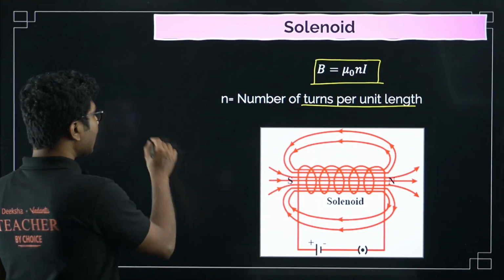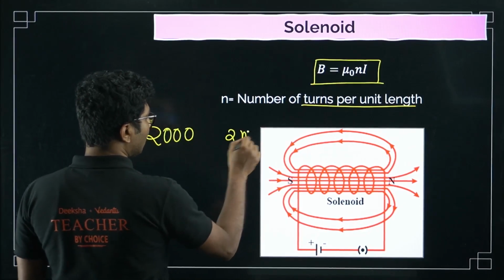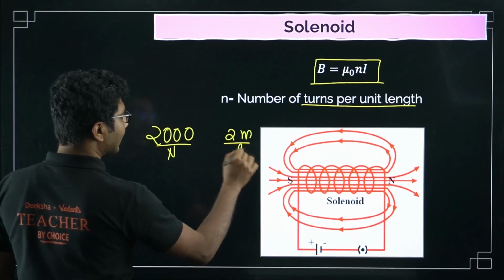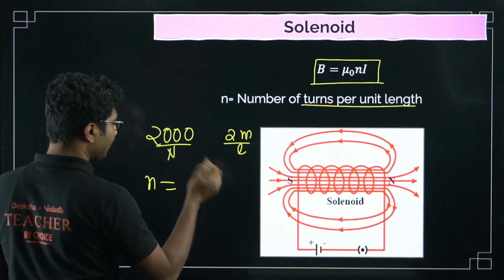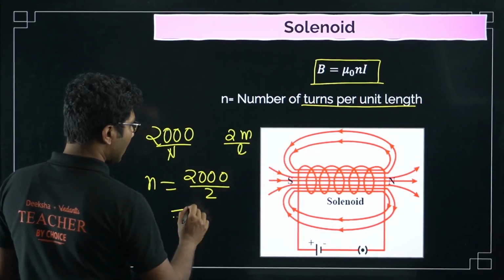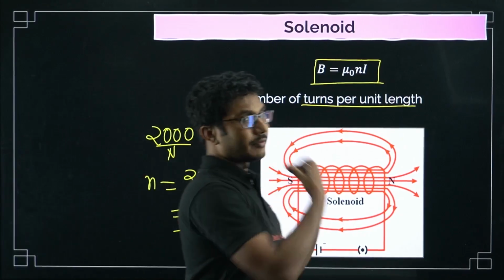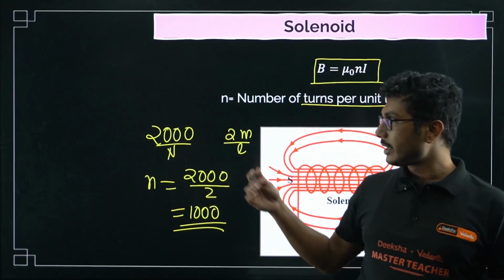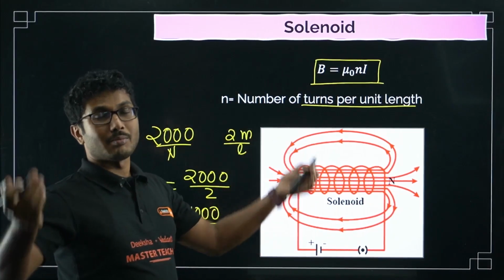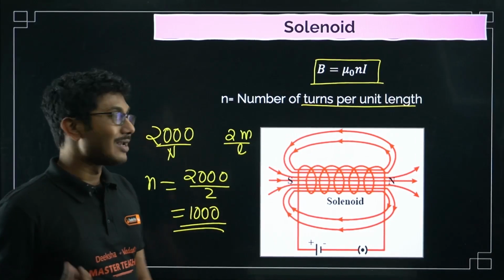So they will give you, say, there are 2000 turns in a solenoid of length 2 meter. In that case this is the capital N and this is the length. So the number of turns per unit length, you have to divide 2000 by 2, that is 1000. This is an important step that you have to remember here. Even though the formula is simple, the only trick in this type of question is that they will give you the total number of turns and total length. You have to find it for unit length, that is important.